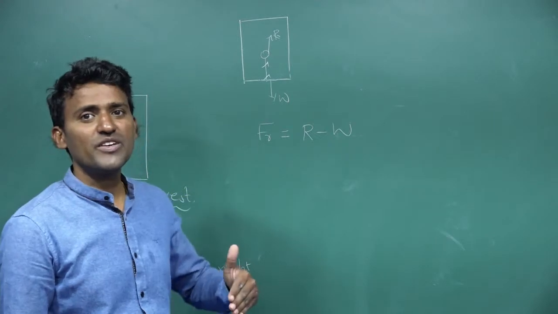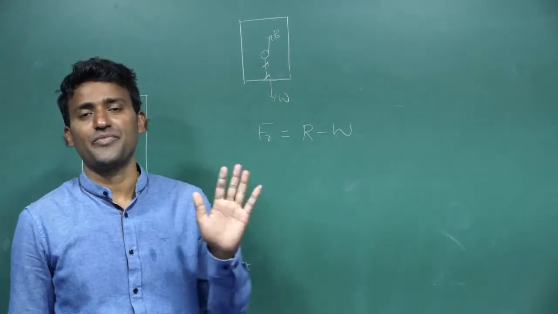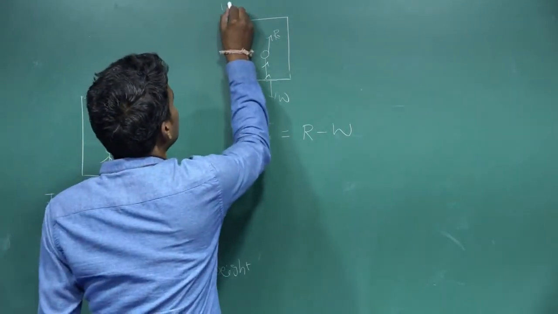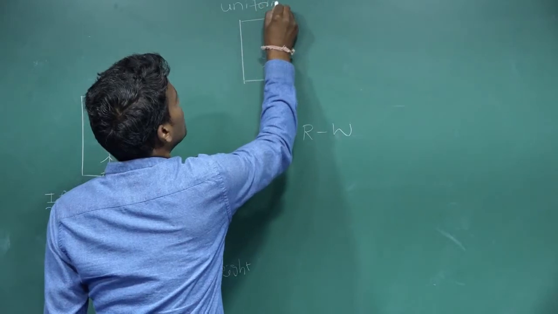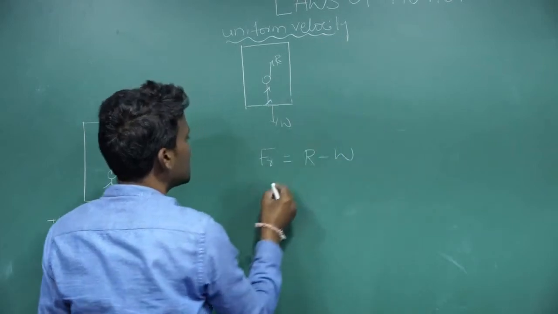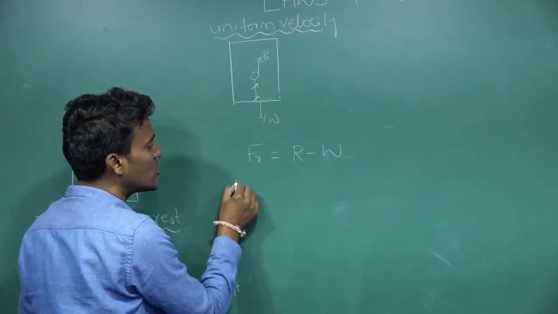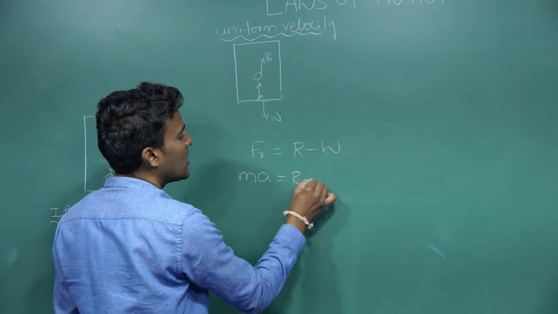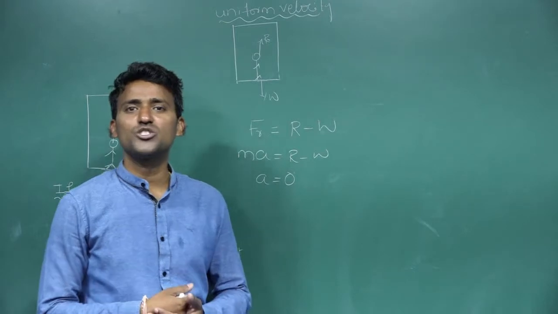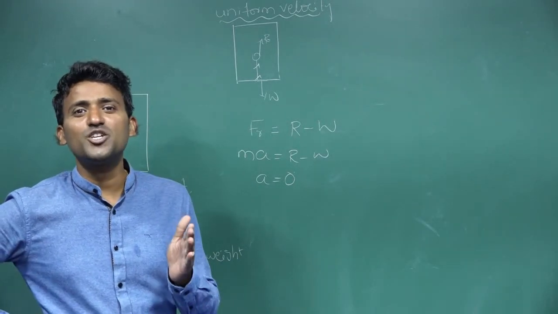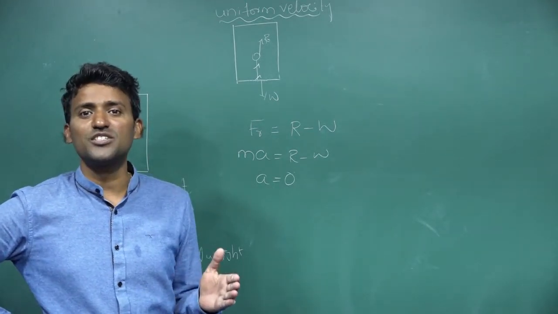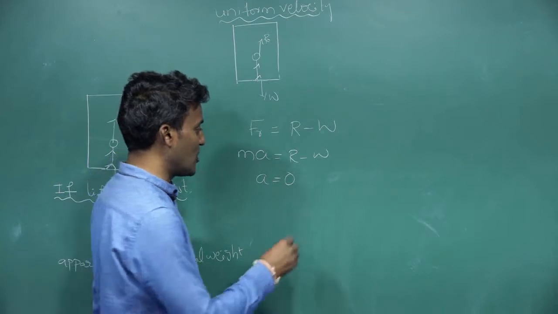If the lift is moving with a uniform velocity in the upward direction, okay, uniform velocity means, what is the resultant force according to Newton's second law? Mass times acceleration, R minus W. Here acceleration is equal to 0. Why is acceleration equal to 0? Because the lift is moving with a uniform velocity.